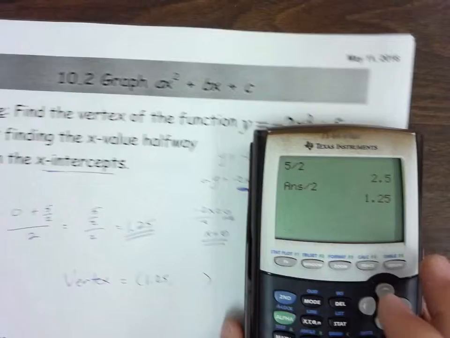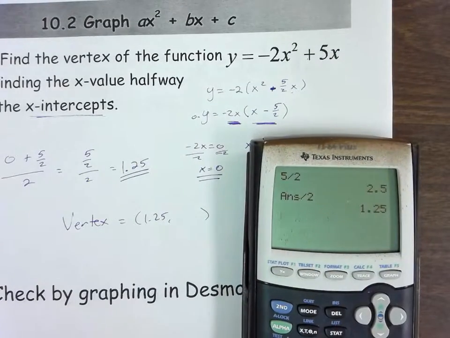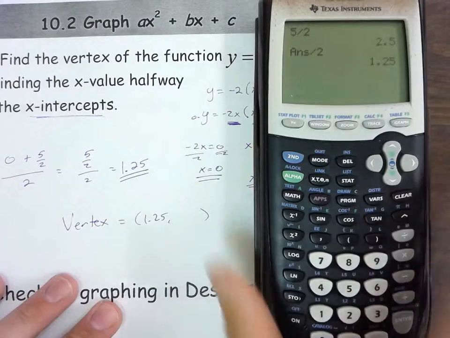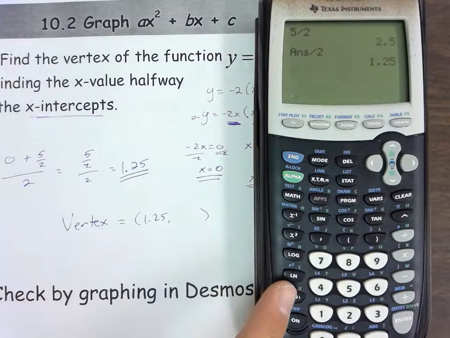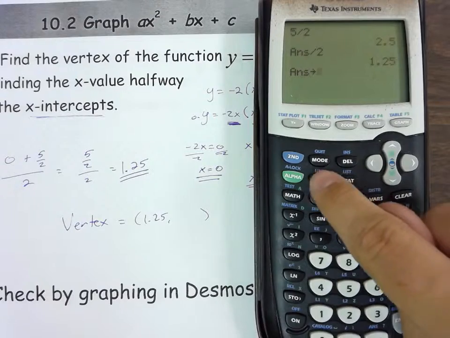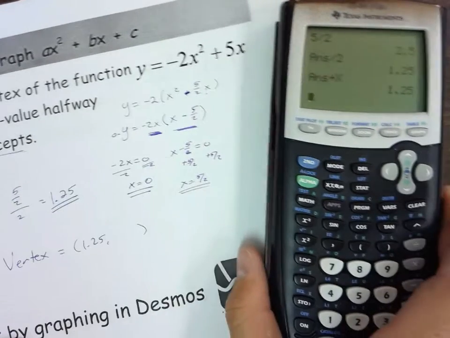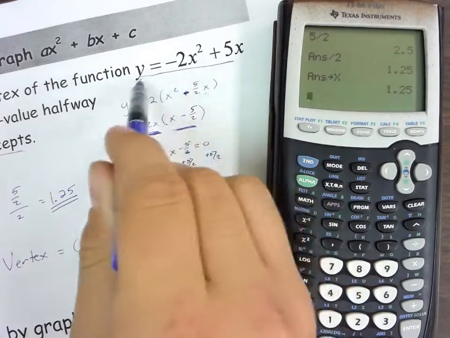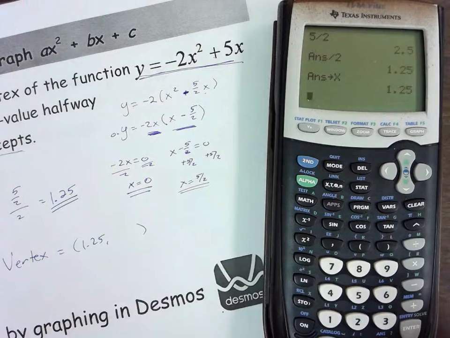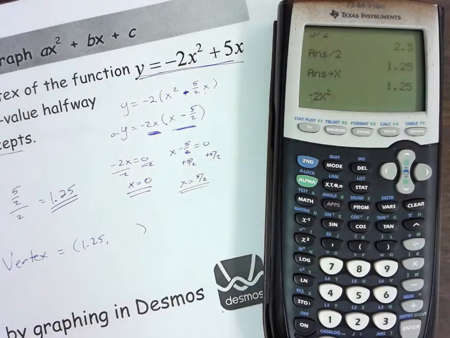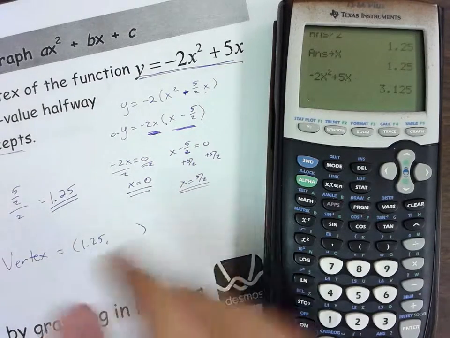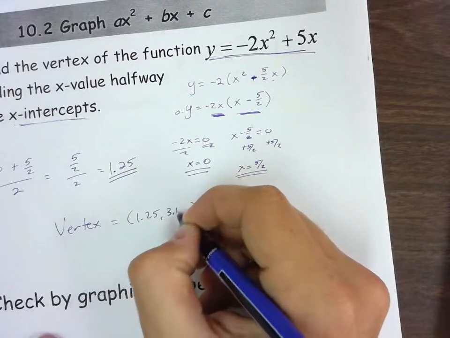So then I'm going to take that value, and I'm going to store it using this button. Whoops, you can't see it. Using this button right down here, I'm going to store it for x. Now I'm going to type in my original function, y equals negative 2x squared plus 5x. My calculator looks a little bit different than yours, but the buttons are all in the same place. We're going to go ahead and hit enter. 3.125. So that's the y-coordinate of my vertex, 3.125.